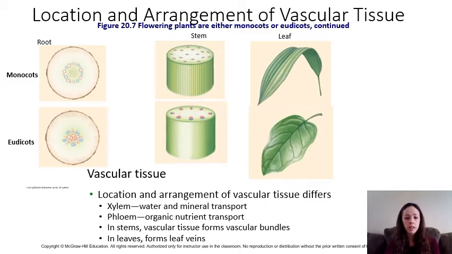Within the stems, the xylem and the phloem are paired together in vascular bundles. The vascular bundles are going to be scattered in the monocot stem, while in the eudicot stem, those vascular bundles are going to be just on the outside of the stem, as you can see here. Within the leaves, the vascular bundles form veins. Within the monocots, the veins are parallel, while in the eudicots, the veins form a net-like pattern.